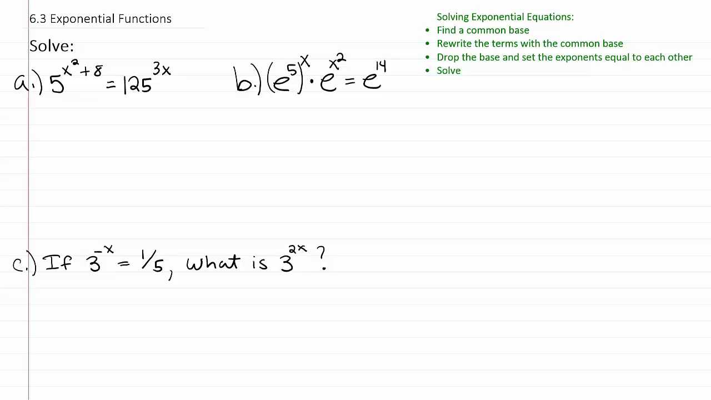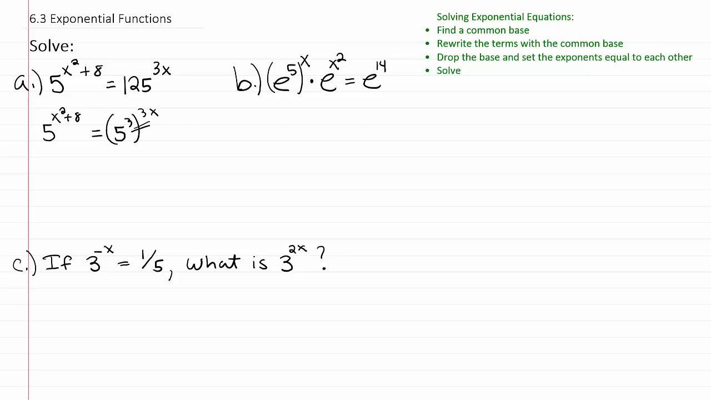Solve. All right, in example A, we have 5 to the x squared plus 8 power is equal to 125 to the 3x power. Our first step is to find the common base for the two terms. So certainly 5 is already pretty basic, so I'm just going to leave that as 5 to the x squared plus 8 power. But for the 125, I know that that's actually 5 to the third, because 5 times 5 is 25, and 5 25s is 125. So I think that can be written as 5 to the third, and then we have the 3x outside.